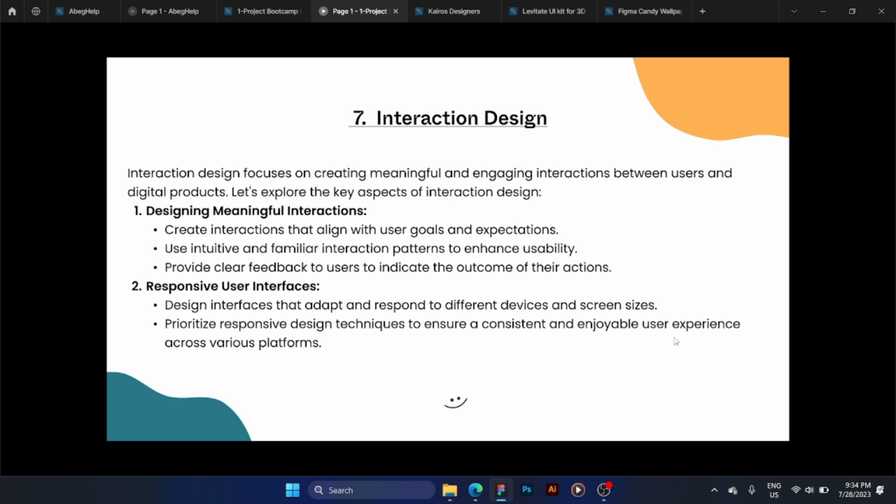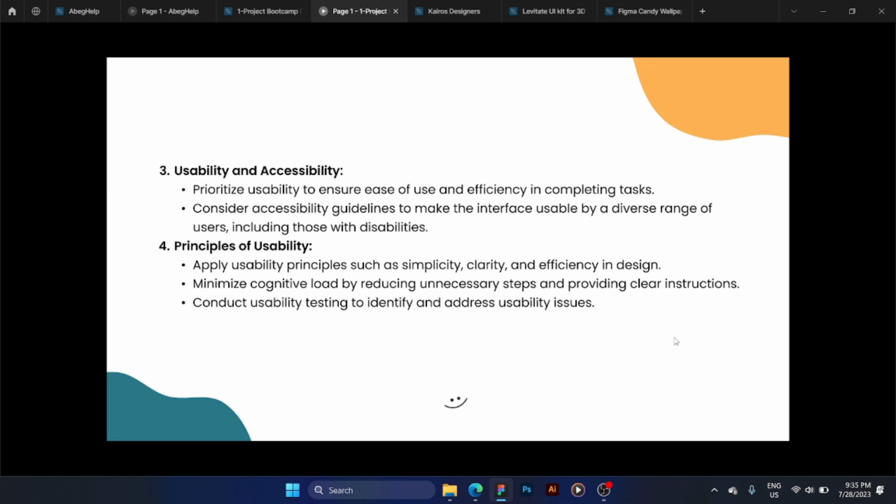Another thing is that you should prioritize responsive design techniques to ensure a consistent and enjoyable user experience across various platforms. Very simple about that.